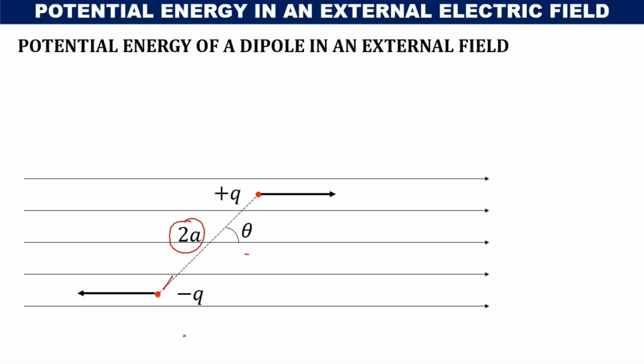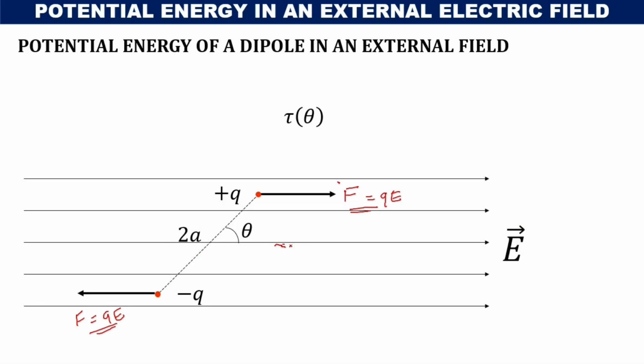For our convenience, we are considering a uniform electric field here. It is represented by equally spaced parallel lines. This dipole is placed in such a way that its axis is making an angle theta with respect to the direction of the electric field. We know that whenever a dipole is placed in a uniform electric field making an angle theta with respect to the direction of the electric field, it will experience a torque represented as tau theta.